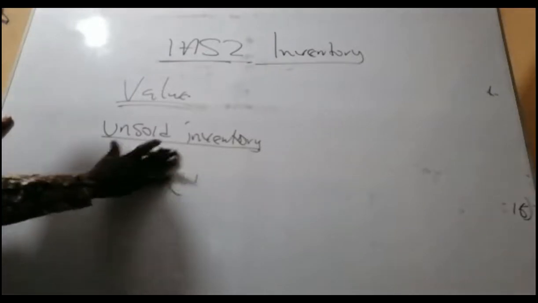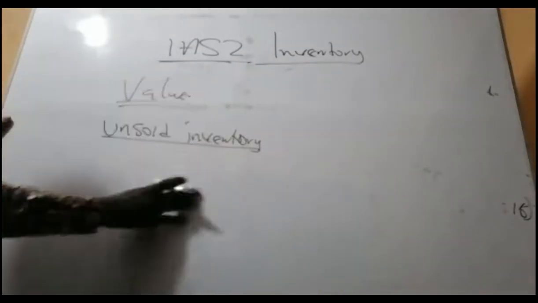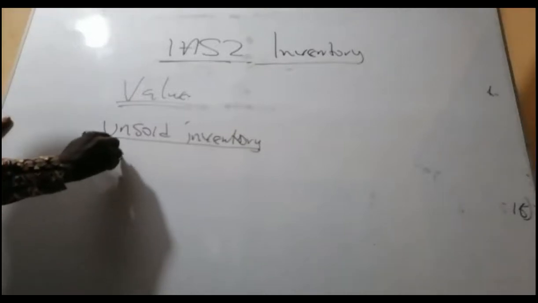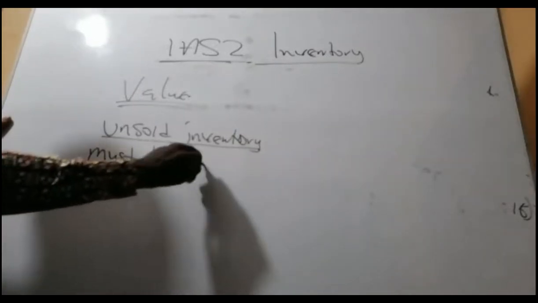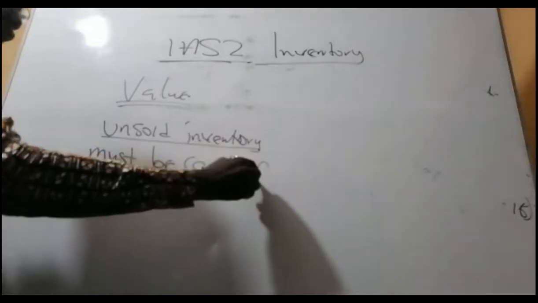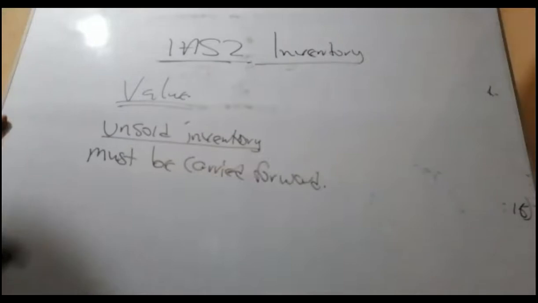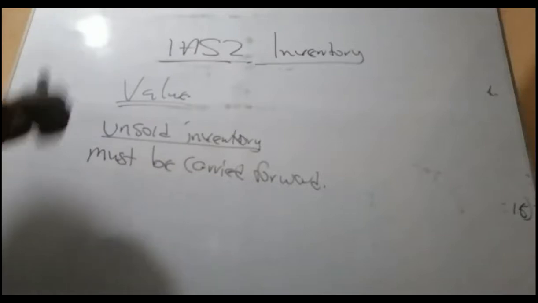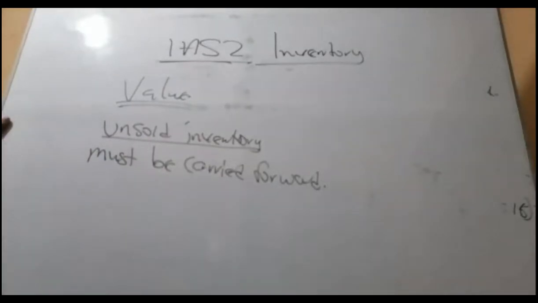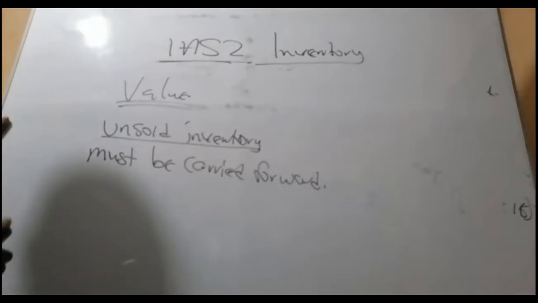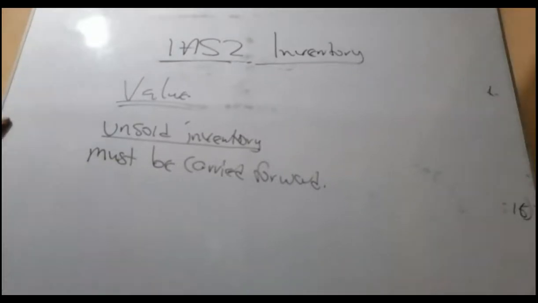So what do we do? Let's carry it forward. Unsold inventory must be carried forward, so that when we sell it next year, we can match it in the P&L. That's why inventory at a point in time becomes an asset, and at a certain point in time it's an expense. So take note of this.